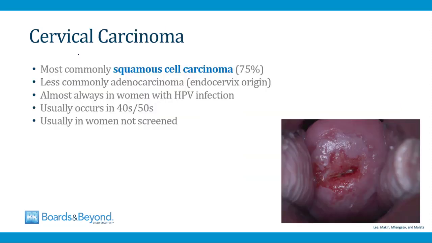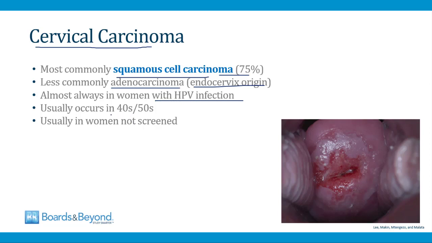And so when cervical neoplasia breaks through the basement membrane, we call that cervical carcinoma. Most cervical carcinomas are squamous cell carcinoma, about 75%. A smaller percentage are adenocarcinoma. This happens when the cancer derives from the endocervix, which is that columnar epithelium lining the cervical canal towards the uterus. And cervical carcinoma almost always occurs in women with HPV infection, as I mentioned earlier.